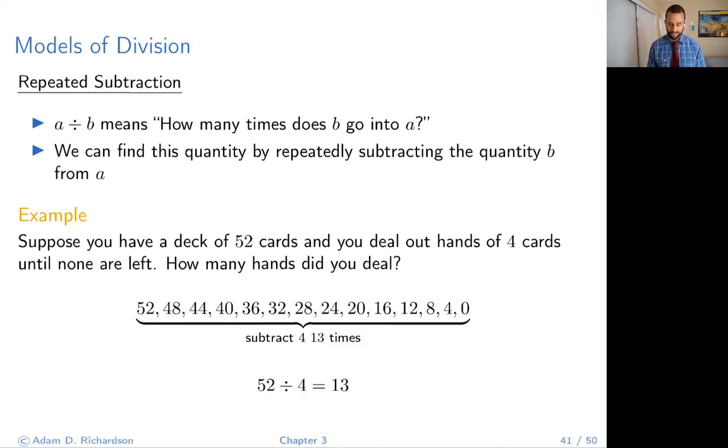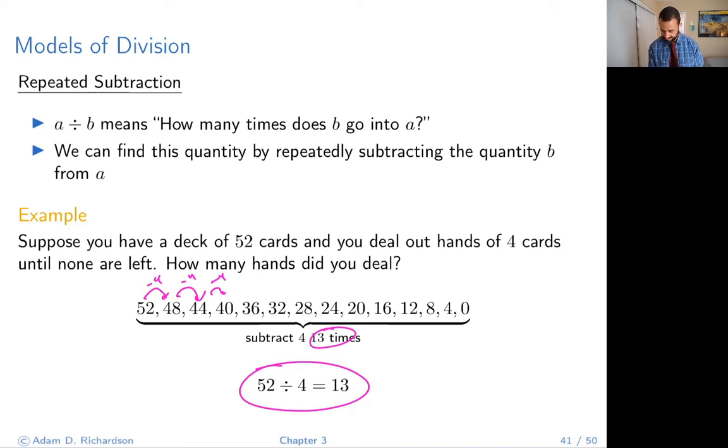Well, you're basically doing this. You're subtracting 4 at every step. Minus 4, minus 4, minus 4. And then you count how many times you were able to do that. How many times were you able to do that? 13 times. So 52 divided by 4 is 13.